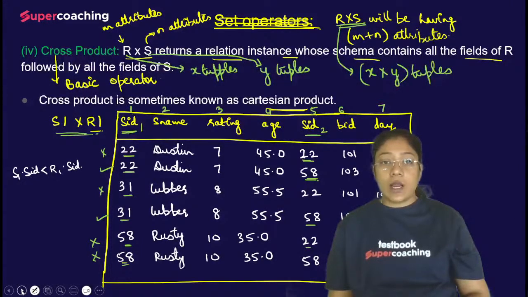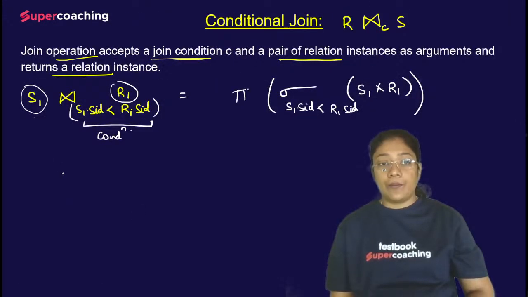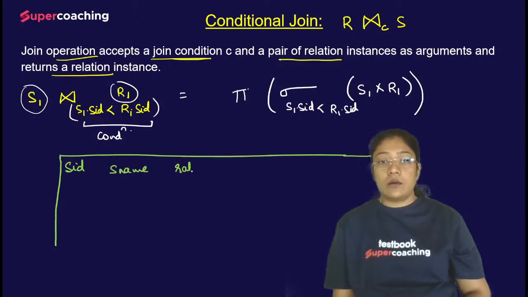So let's write down this result. Okay. So here we are getting the result for the query. You can write that result in your notes. SID, S name, rating, age, SID, vote ID, and day.